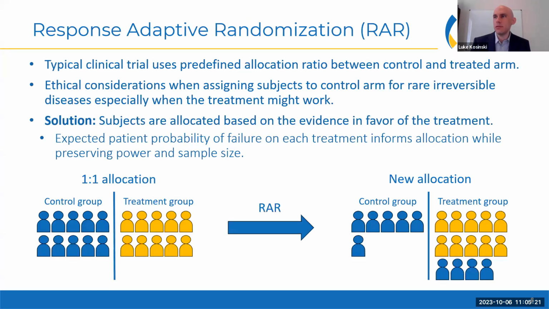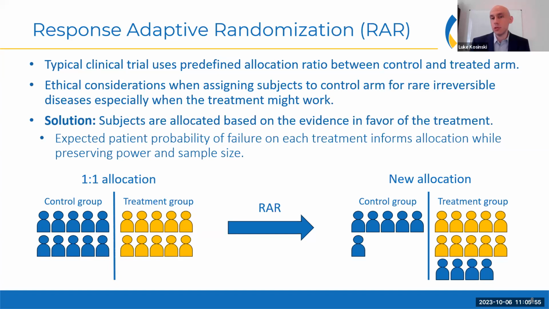So the first method I'll talk about is response adaptive randomization. So we think of the typical clinical trial. It tends to use a predefined, maybe arbitrarily defined, chosen allocation ratio between a control and a treated arm, usually a 1-to-1 or 2-to-1 ratio. However, there's reasons why a sponsor may want to try to maximize the number of patients on treatment. For example, there's ethical considerations around keeping a patient on a control medication, especially when we think the treatment might work and we have a severe disease.